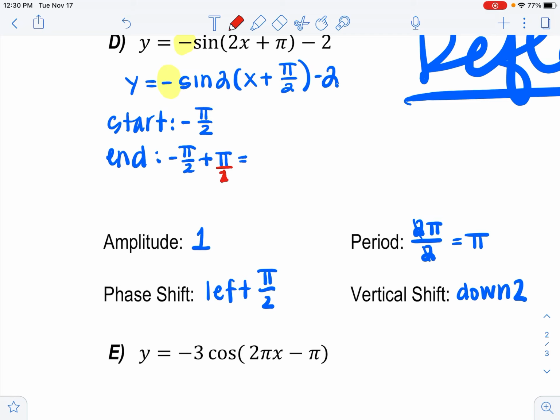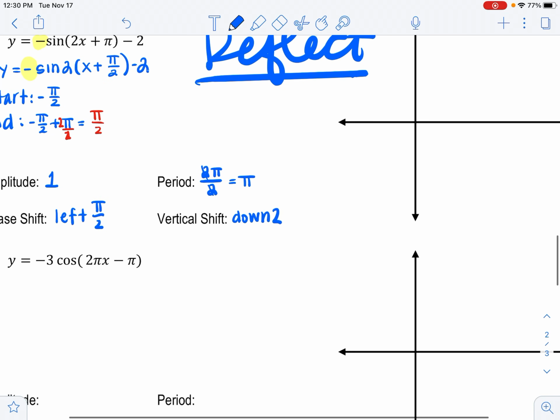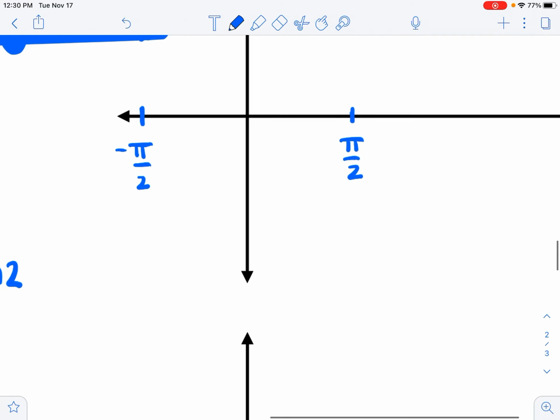Put this over 1. You need a common denominator. So I'm going to multiply this by 2, it becomes 2. Multiply this by 2, it becomes 2 pi. Negative 1 pi plus 2 pi is pi, and then over 2. Okay. So I'm starting at negative pi over 2. I'm ending at pi over 2.